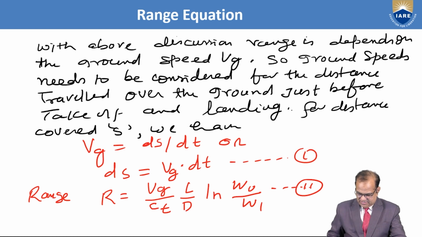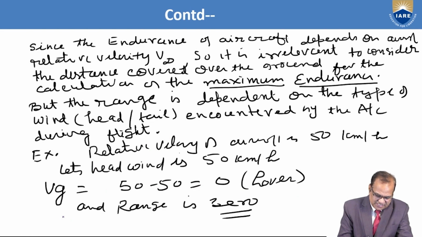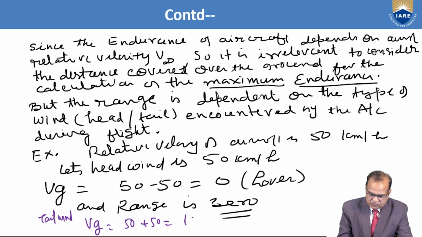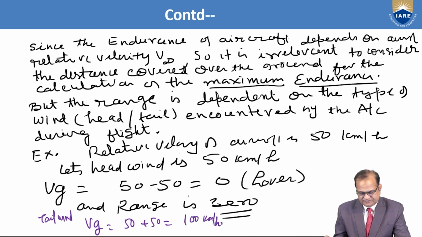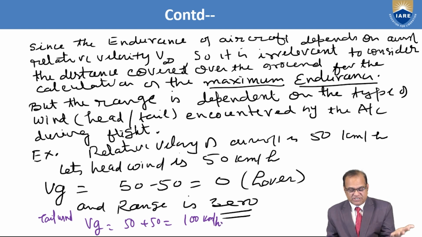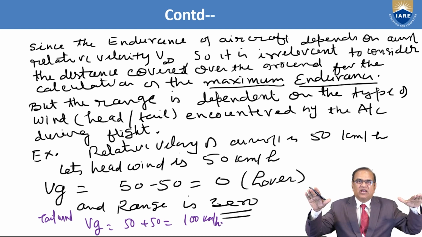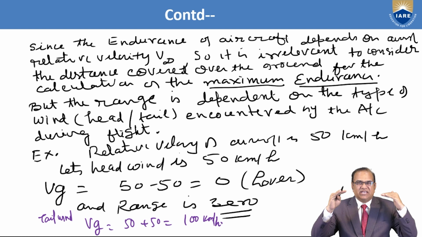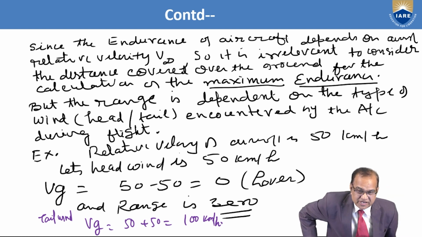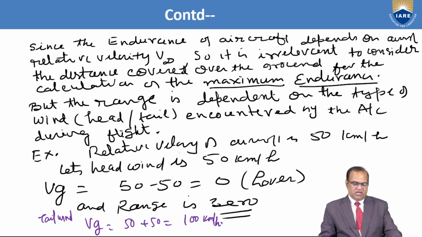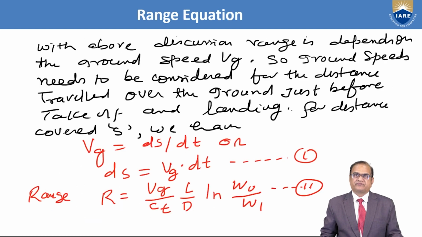So now we can see, if it is tailwind, this Vg will be 50 plus 50 is equal to 100 kilometers per hour. But if it is in the opposite direction, it is hover. Your aircraft looks like it is stationary on the ground. Your range will be 0.